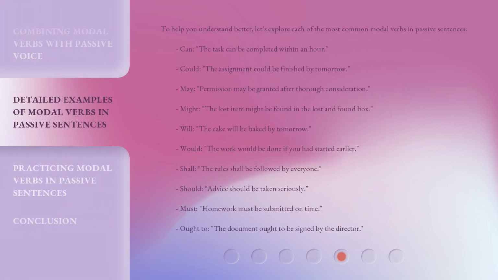To help you understand better, let's explore each of the most common modal verbs in passive sentences. Can: the task can be completed within an hour. Could: the assignment could be finished by tomorrow. May: permission may be granted after thorough consideration. Might: the lost item might be found in the lost and found box. Will: the cake will be baked by tomorrow.